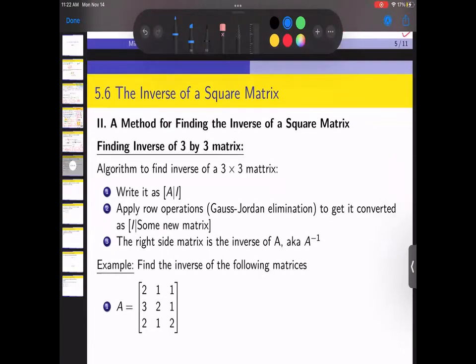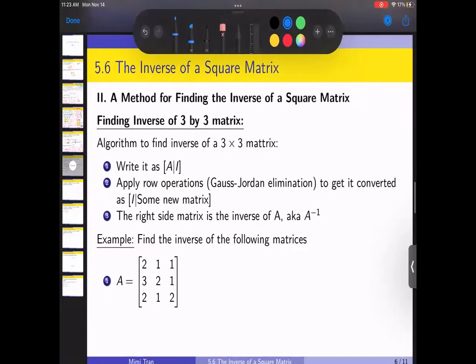Let me show you the procedure, the algorithm, for how to find the inverse of a 3 by 3 matrix. We don't have a formula, I'm sorry. I'm not going to explain why we're doing what we're doing. You can read that in the book, because on the exam they're not going to ask you about the why, but they are going to ask you about the how. So let's practice the how first.